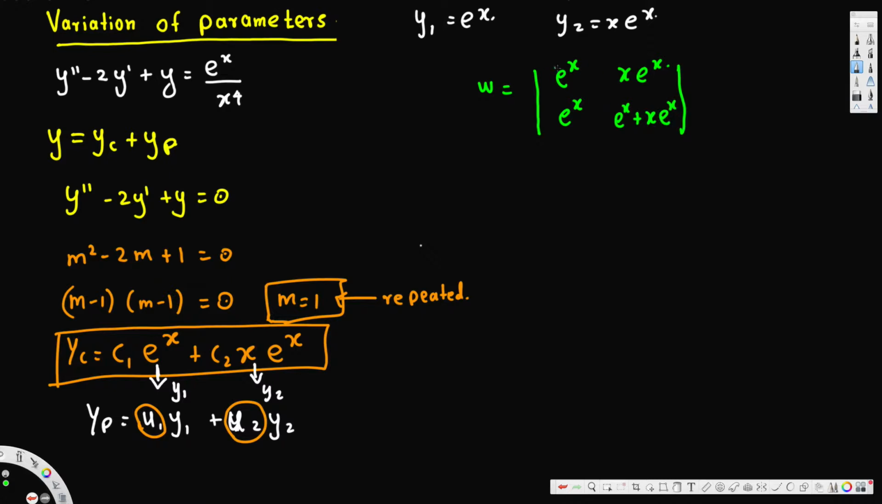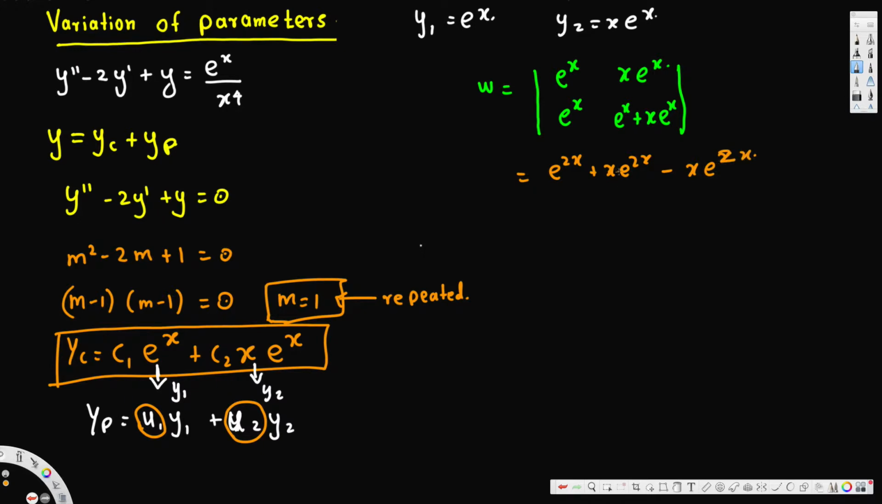Then we have to find out the determinant. The determinant is just the multiplication of this one minus this one. Okay, let's go ahead and do that right here. When we do the determinant, this is going to become e power 2x plus x e power 2x minus, and if you multiply this one by this, it is going to be x e power 2x.